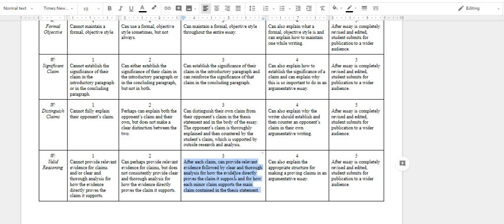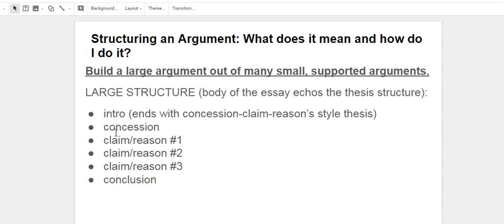After each claim, you need to be able to provide relevant evidence, followed by clear and thorough analysis for how the evidence directly proves the claim that it supports, and for how each minor claim supports the main claim contained in the thesis statement. That might sound pretty confusing, but again, that's what this video is meant to demystify and break down for you so that it isn't so confusing.